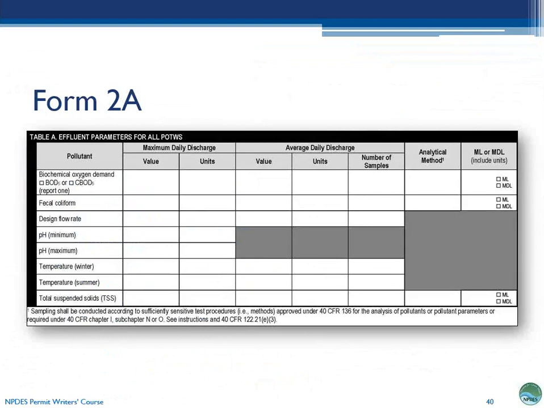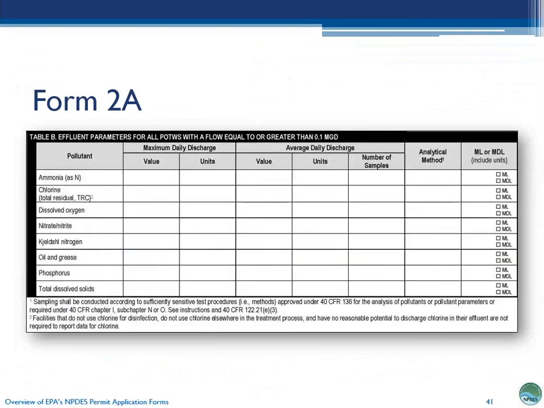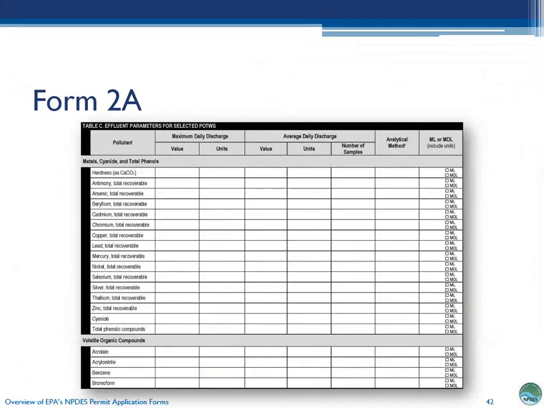Table A collects information on certain conventional and non-conventional pollutants. Table A must be completed by all POTWs. Table B collects information on additional conventional and non-conventional pollutants. Table B must be completed by facilities with a design flow greater than 0.1 million gallons per day.